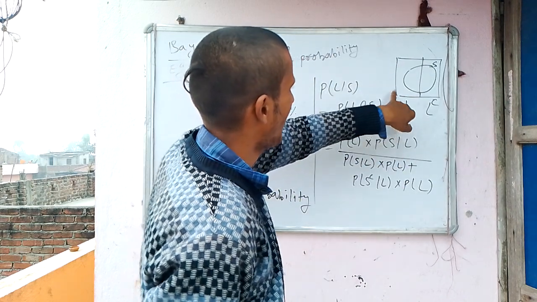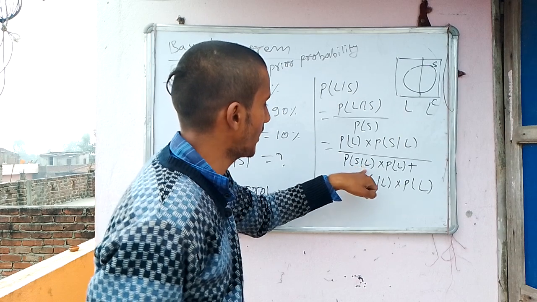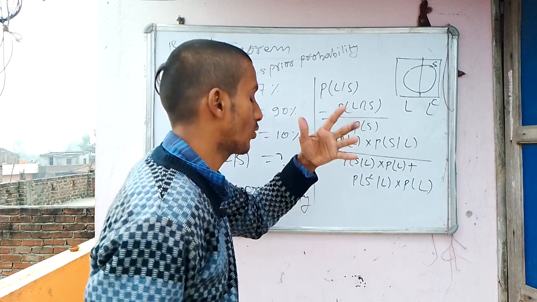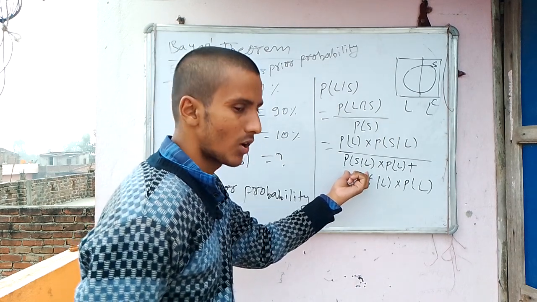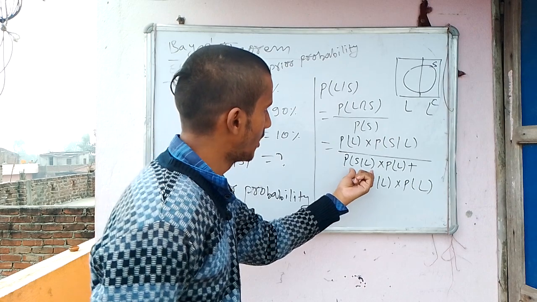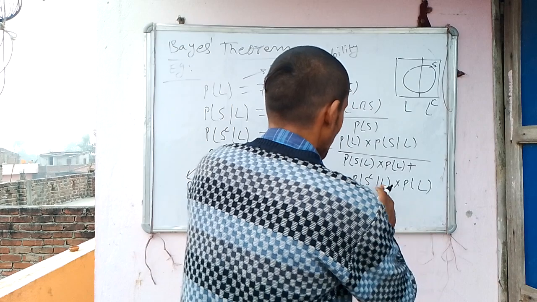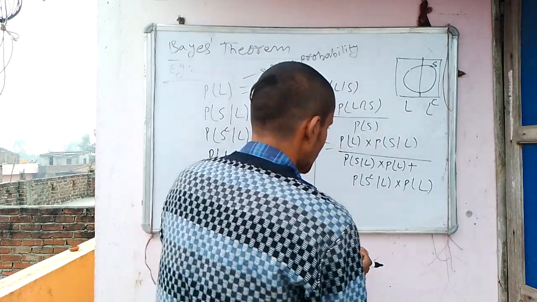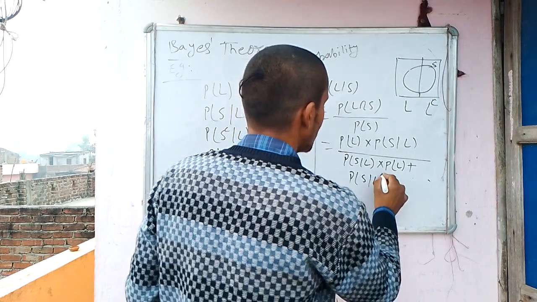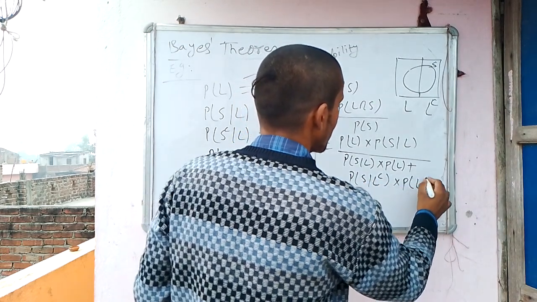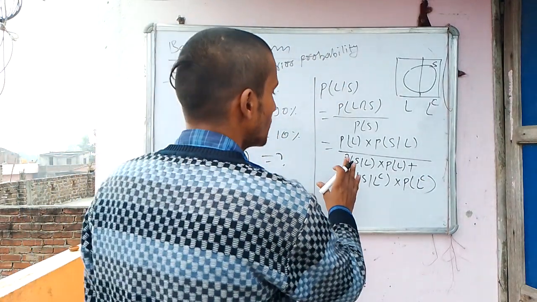And this is the same thing as L intersection S, and L intersection S is S given L times L, plus, or in other words, you can say the weighted probability of having lung disease and the weighted probability of not having lung disease. So I've written it incorrectly. Probability of S given L complement times probability of L complement. Initially it was incorrect; it is going to be this.